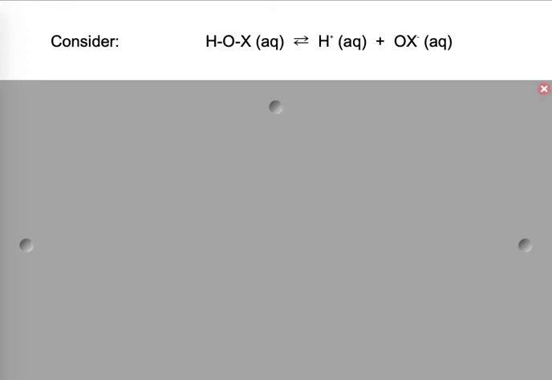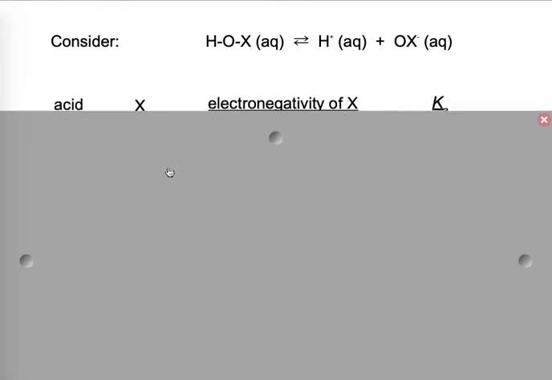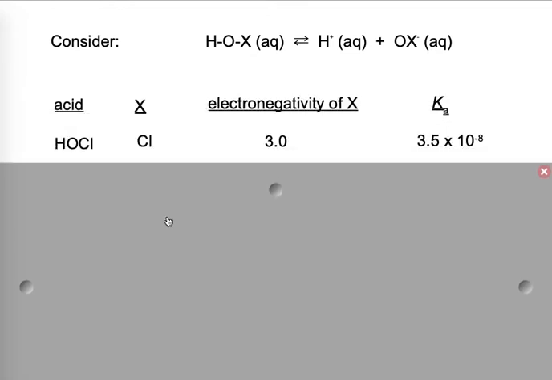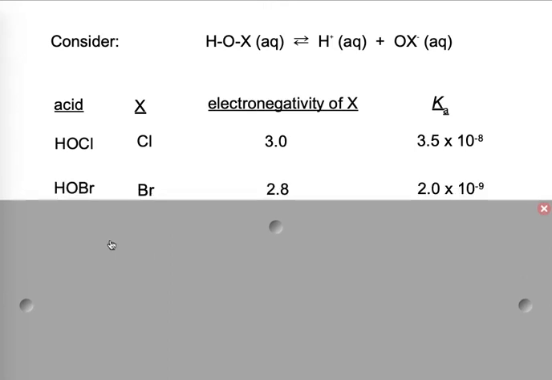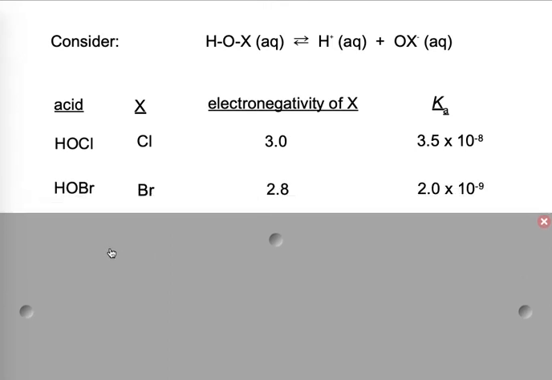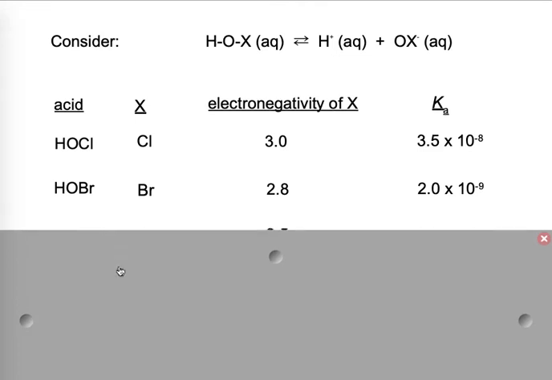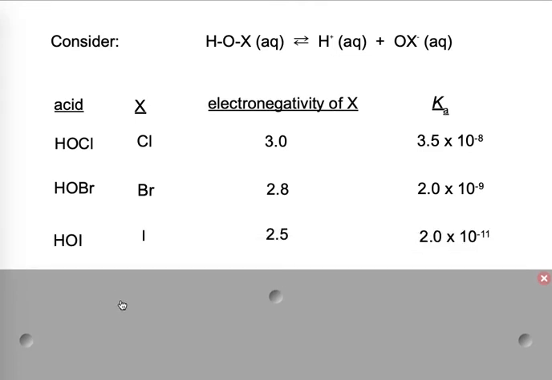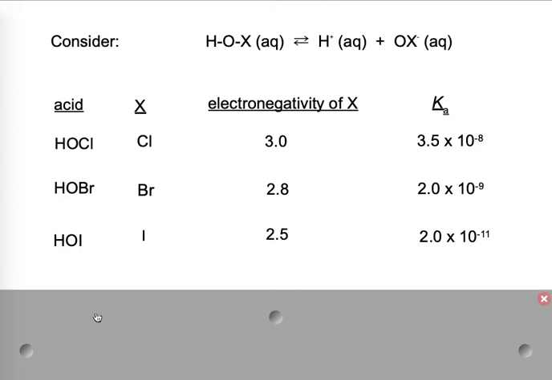Now, let's just consider a single category of acids, HOX, where we vary the central atom X. Hypochlorous acid, where X is chlorine, as we said before, Ka is 3.5 times 10 to the negative 8, and chlorine has an electronegativity of 3.0. Hypobromous acid, in which the central atom is bromine with an electronegativity of 2.8, we see a Ka of 2.0 times 10 to the negative 9. Hypoiodous acid, in which the central atom is iodine with an electronegativity of 2.5, is a weaker acid still with a Ka of only 2.0 times 10 to the negative 11.